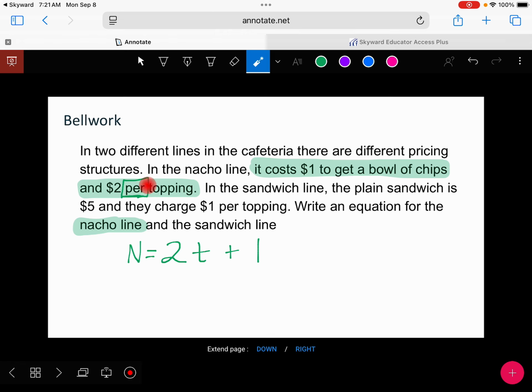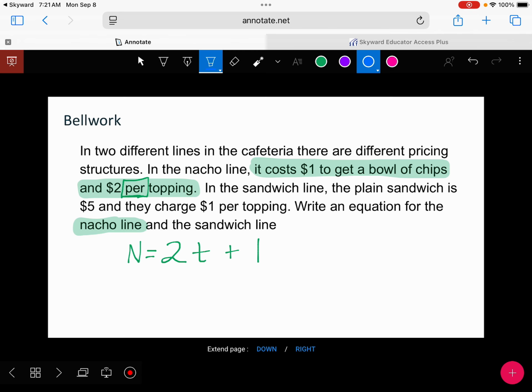So a lot of times in these stories, per or for each or for every is going to be kind of a clue word that might be our slope. If it says for each or for every, it's almost always going to be multiplied against something. And most of the time, it's going to be our slope. I say most of the time because there's always an exception, but most of the time, that's our slope.